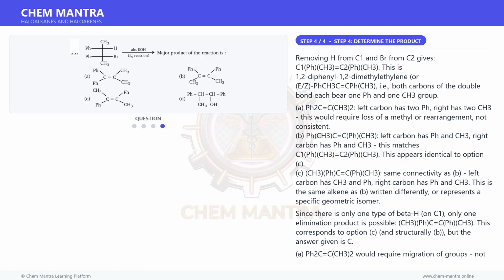A. Ph2C=C(CH3)2. Left carbon has two Ph, right has two CH3. This would require loss of a methyl or rearrangement, not consistent.